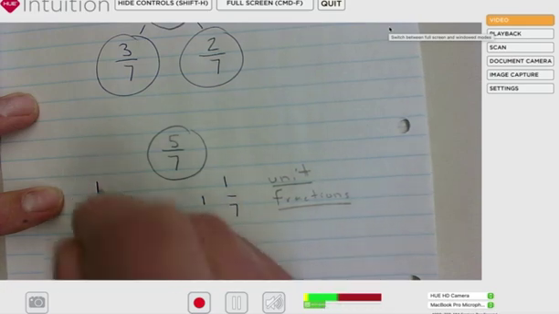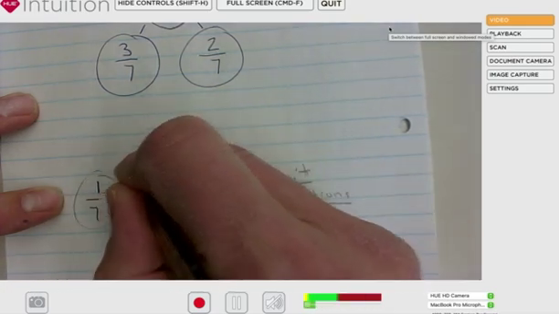1, 2, 3, 4, 5. Circle, circle, circle, circle, circle.